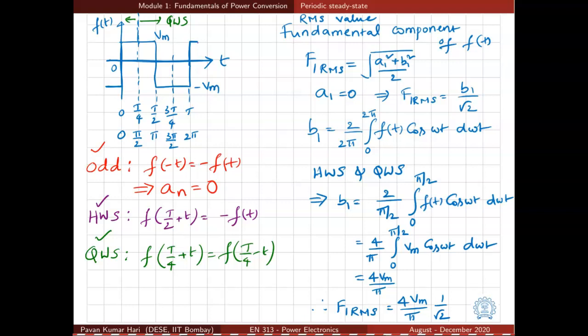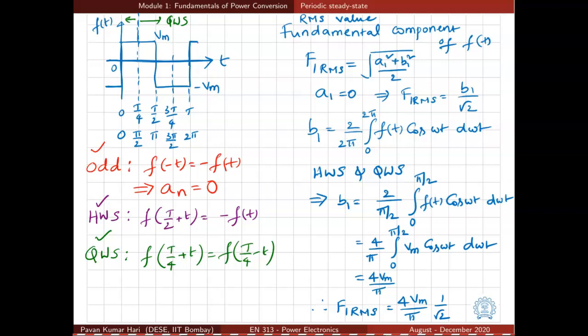Now b1, how is b1 defined? It is 2/T integral 0 to T f(t) sin omega t dt, or you can also integrate in terms of the angle. So I am trying to do it in terms of angle: 2/2π integral 0 to 2π f(t) sin omega t d omega t. Since the waveform has half wave symmetry and quarter wave symmetry, we don't need to integrate all the way from 0 to 2π. It is enough if we integrate from 0 to π/2. So we rewrite the expression for b1 as 2/(π/2) integral 0 to π/2 f(t) sin omega t d omega t.